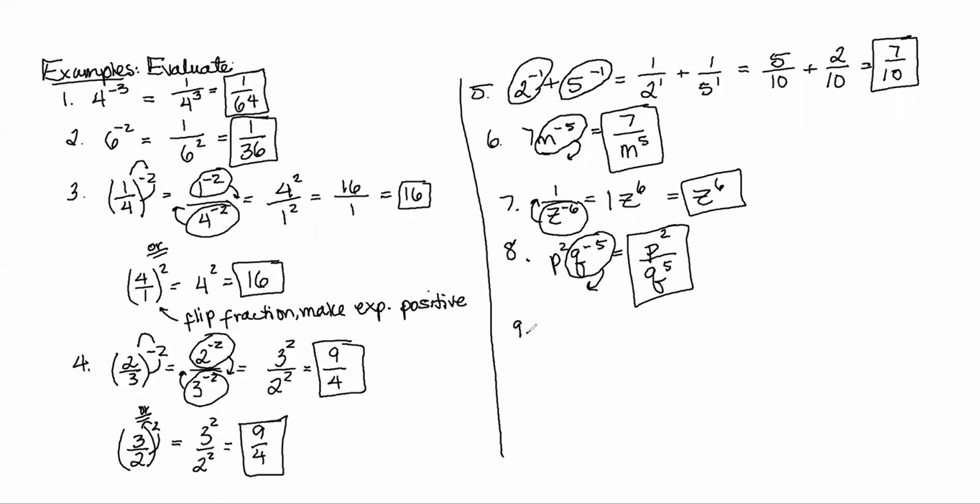Let's go ahead and do number 9. So x to the negative 3rd over y to the negative 2nd. This is another one like we saw over here. So since they're both negative exponents, the one on the top moves down, the one on the bottom moves up. So the one on top now is y to the positive 2nd, and the one on the bottom is the x to the positive 3rd.